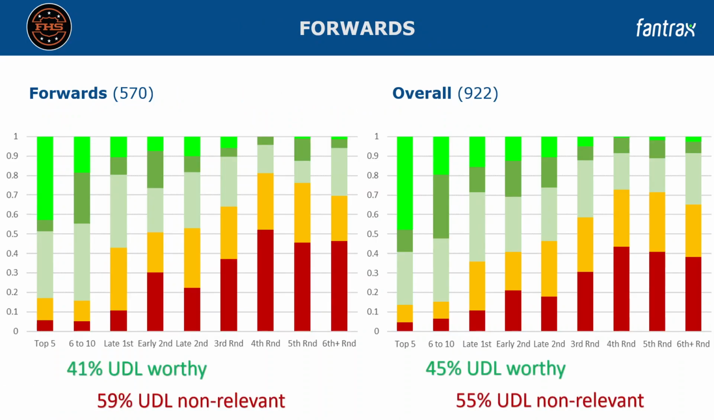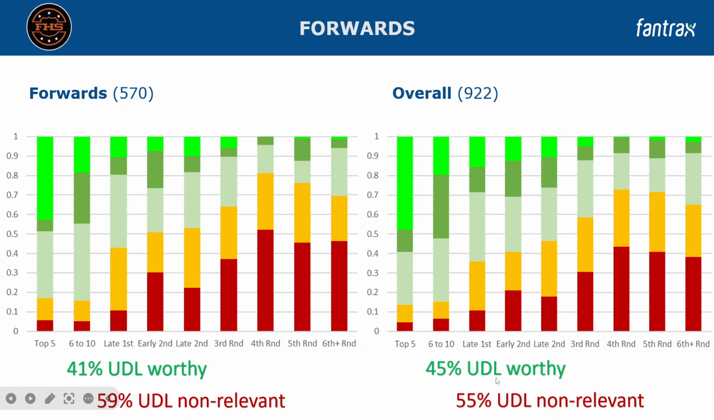So looking even deeper into position, we compare the big picture we saw on the second slide to the same picture but positionally. And these are the sample sizes. Of the overall 922 players, 570 are forwards, and these are how they are distributed for the same criteria.